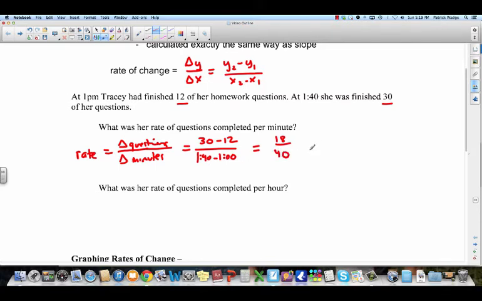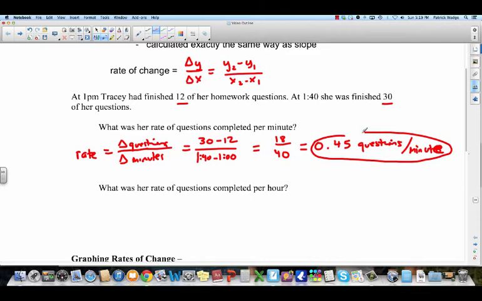So our rate of change is 18 over 40. If you take your calculator and actually do 18 divided by 40, you'll get 0.45. And what was on top, remember, was questions. And what's on the bottom is minutes. So it's 0.45 questions per minute, not minutes per minute. This is your answer. She doesn't even finish half a question every minute. But hey, these are hard questions.